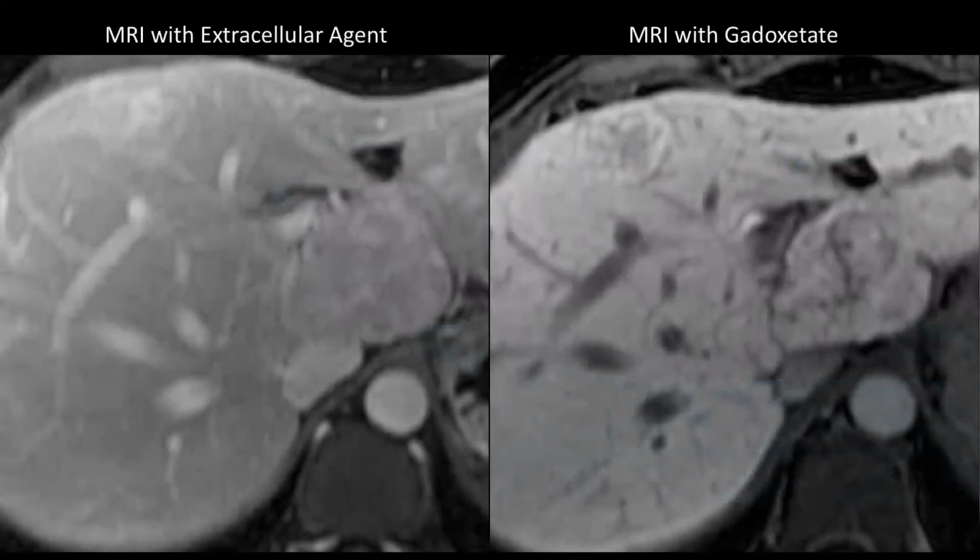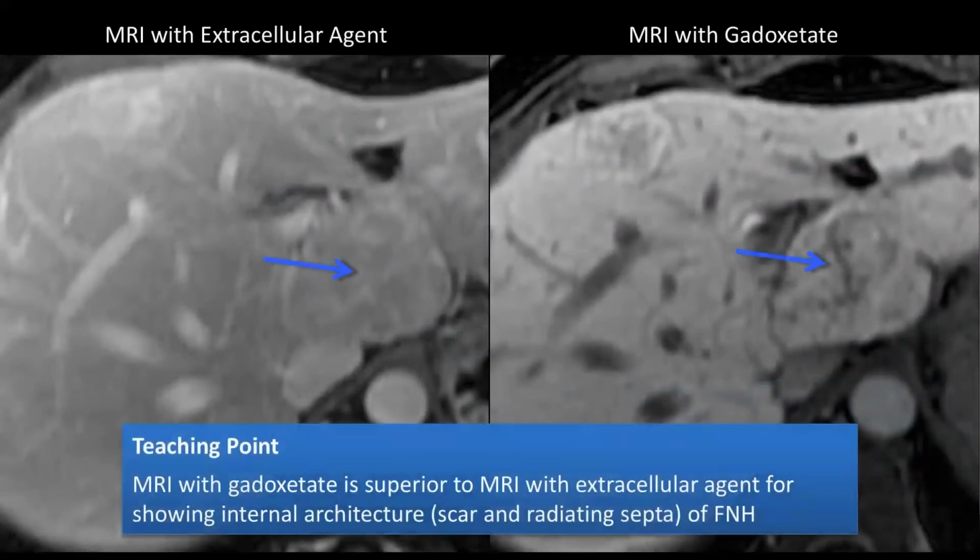But if you think that the central scar and the internal architecture are seen well on your left with an MRI with extracellular agents, the scar and the internal architecture are seen even better with MRI with gadoxetate. So here you can sort of make out the scar, but notice that the scar is more obvious with the MRI with gadoxetate. So the teaching point is that MRI with gadoxetate is superior to MRI with extracellular agent for showing the internal architecture of FNH.